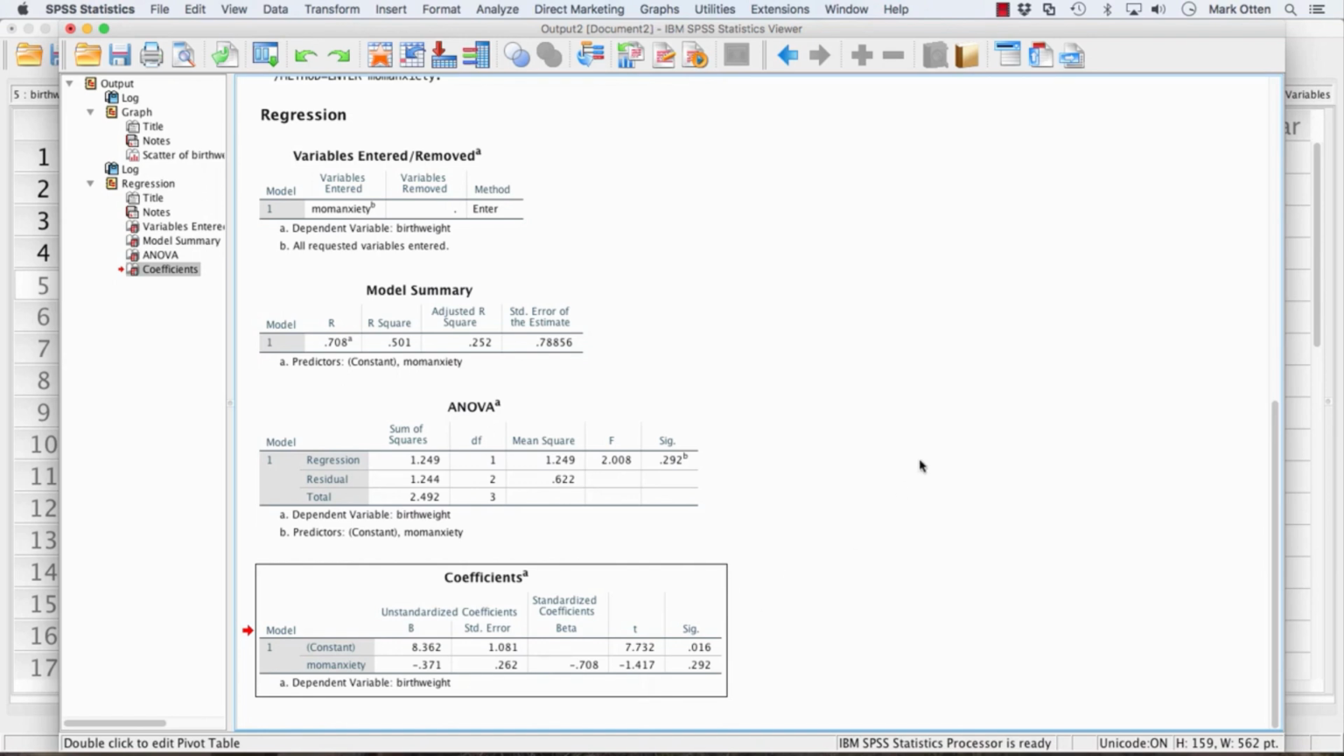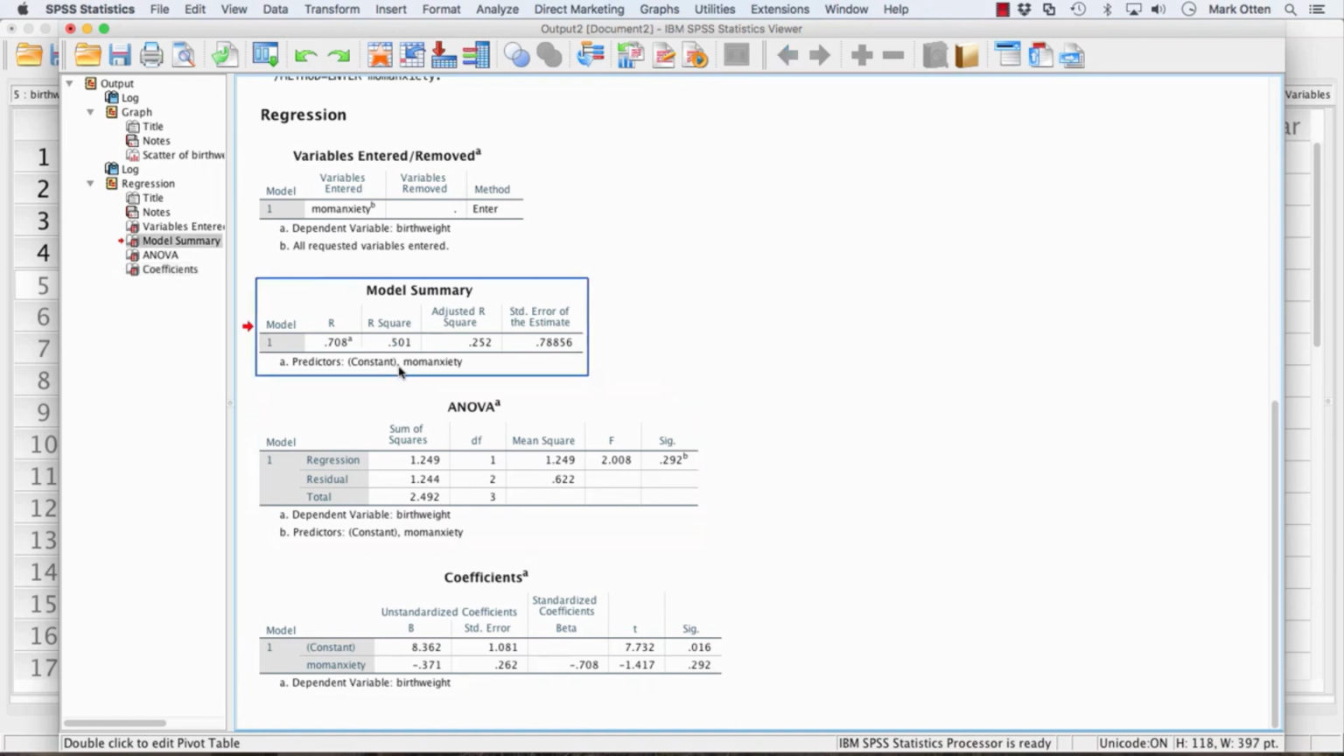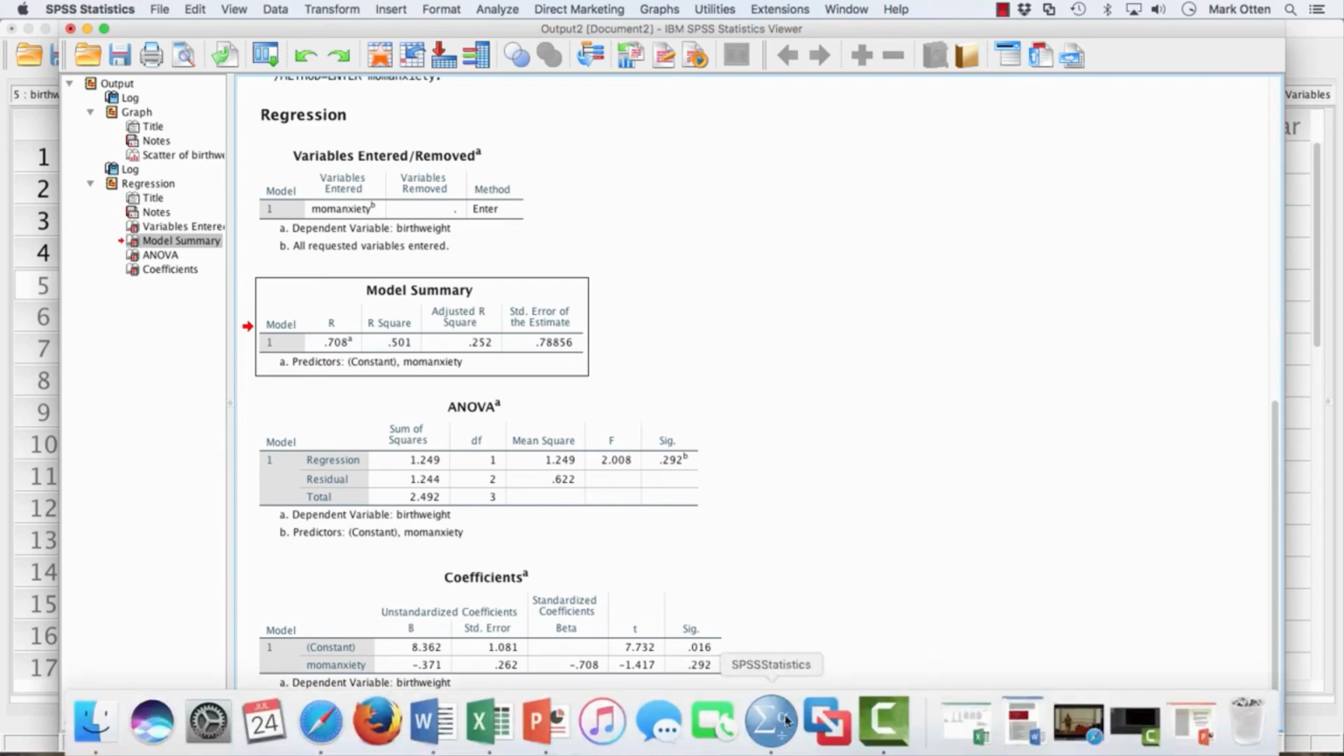The other statistic that we'll interpret in a second is that r squared value here, 0.501. And so we'll talk about that momentarily as well. But we've now had SPSS get us our slope and intercept values, and we have not calculated them ourselves, so we need to go back and do that.